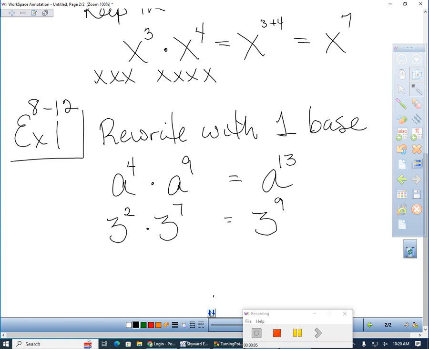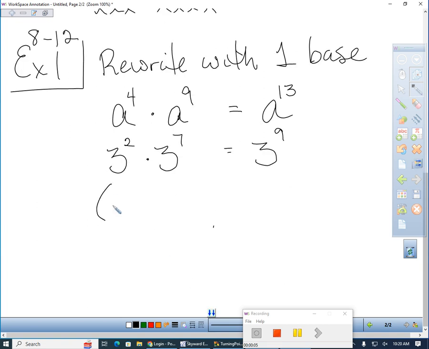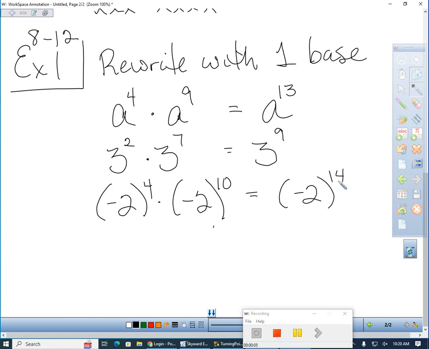Let's do one more right here. What if I had negative 2 to the 4th times negative 2 to the 10th? We get our base is technically that whole group of negative 2. That's our base. And then we add our exponents together for a total of 14. First section seems pretty easy, right? Okay.